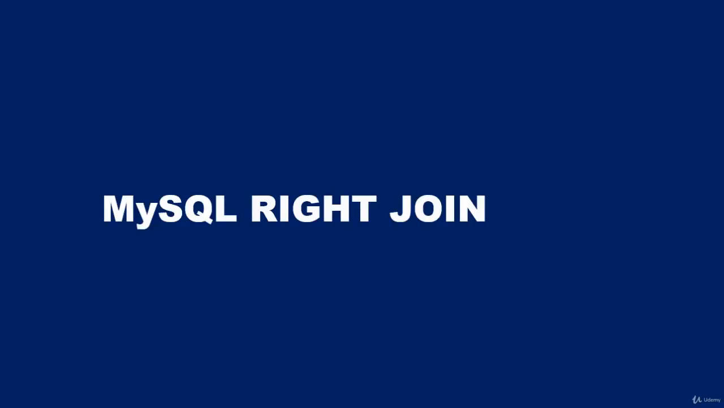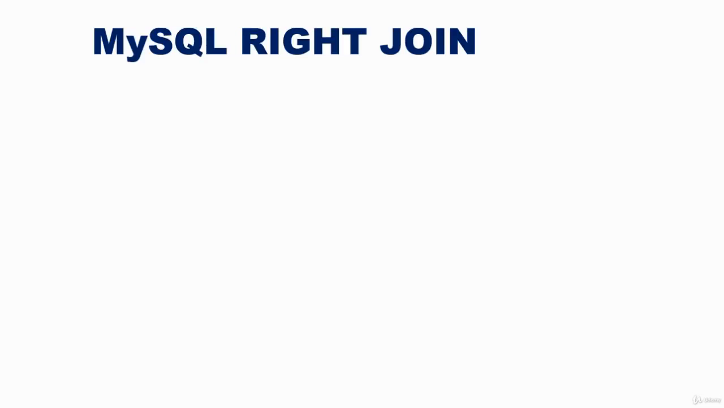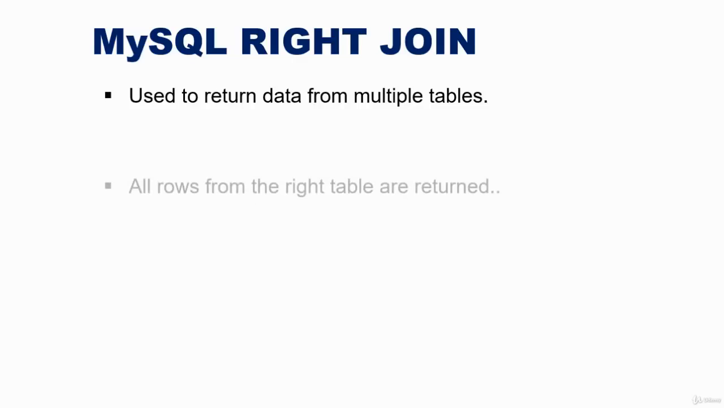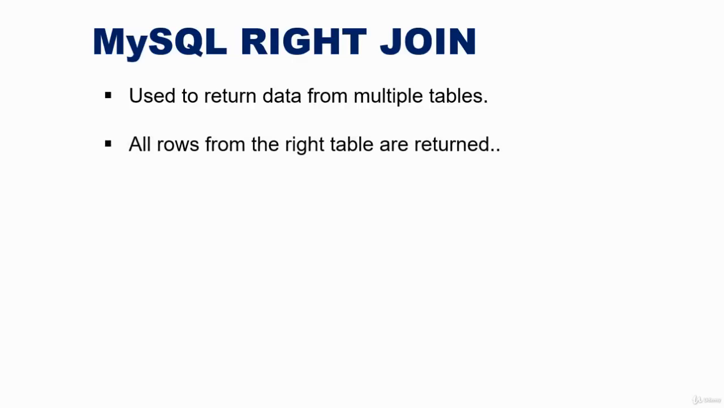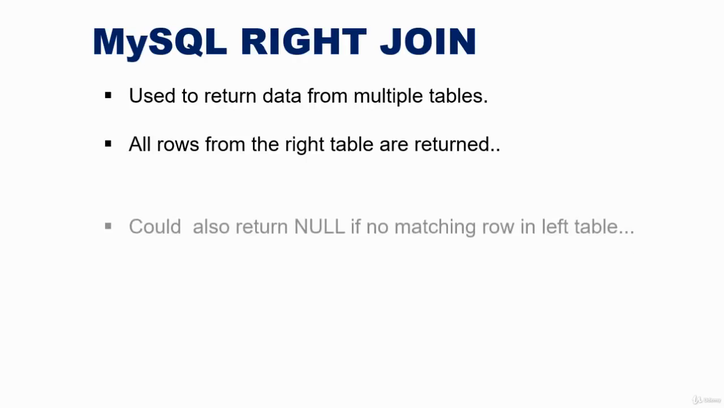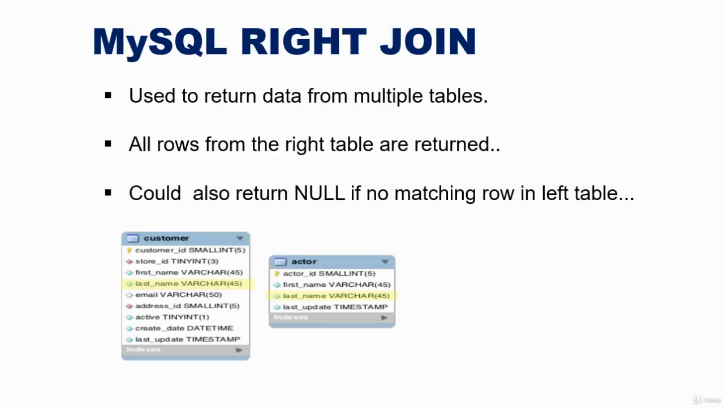Hello and welcome. In this video, I'll be showing you an example of a MySQL right join. The right join is used to return data from multiple tables. In particular, the right part basically means that all the rows from the right table will be returned, even if there's no matching row in the left table. This could also return null values appearing in any columns returned from the left table.